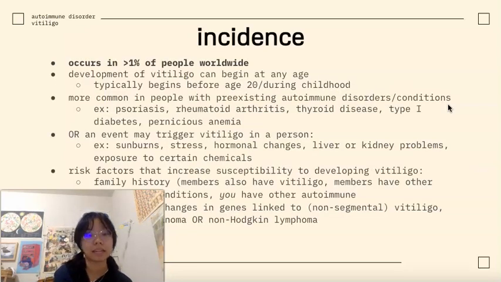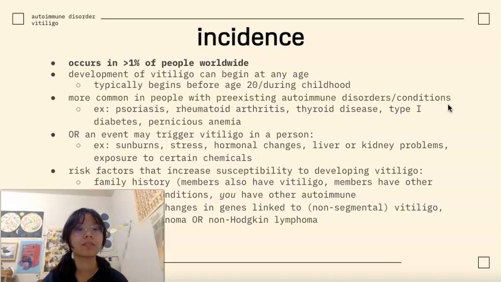So incidence, as stated before, vitiligo occurs in over 1% of people worldwide. So it's not like the most dramatic disease out there. Development of vitiligo can begin at any age, although typically it starts before the age of 20 and during childhood years.